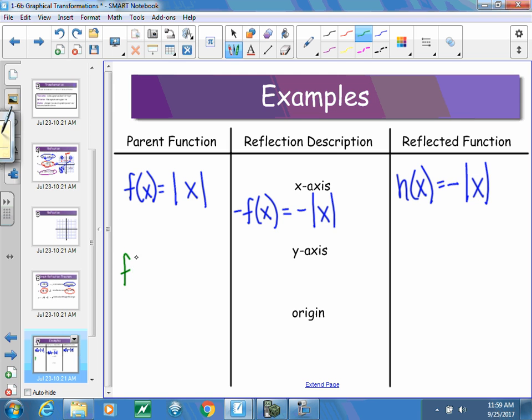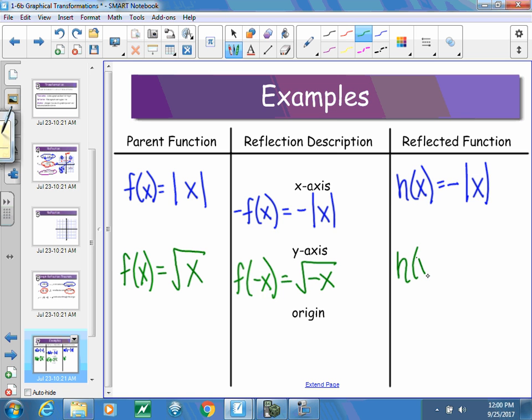All right, let's take a different function. Let's take the function square root of x. Well, if I'm going to reflect it over the y-axis, we're going to take f of negative x. And so in this case here, we'd be working inside the function. So I'd be taking the square root of negative x. And we would end up with h of x equal to the square root of negative x.